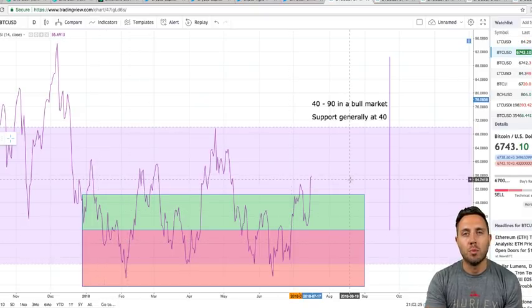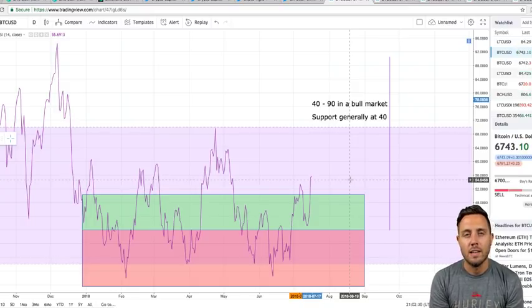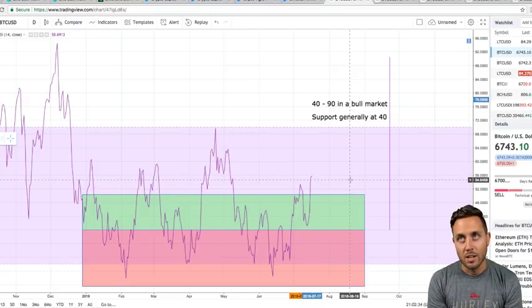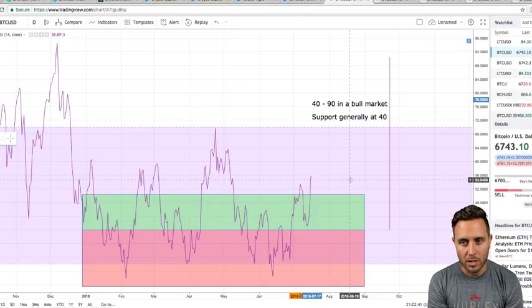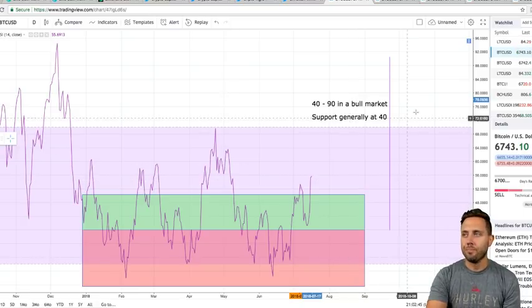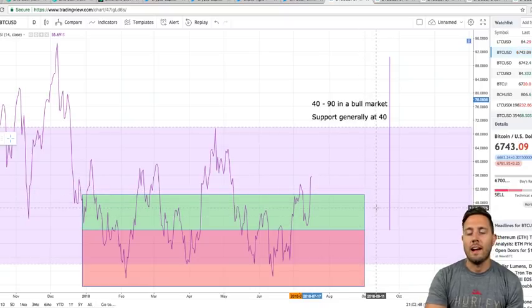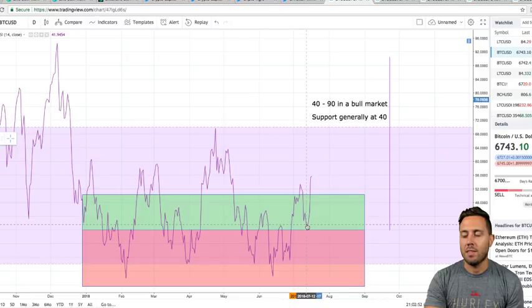So typically in a bull market, this is the general concept of why I use the 40 line. The 40 to 90 range is basically where you'll see the oscillator in a bull market, right? In a bull trend with support generally at the 40 line. So when you see me using that momentum oscillator, the RSI, that's why I use it. I watch it often, and I also look at simultaneous things happening in terms of the RSI, right? That 40 line and other things.